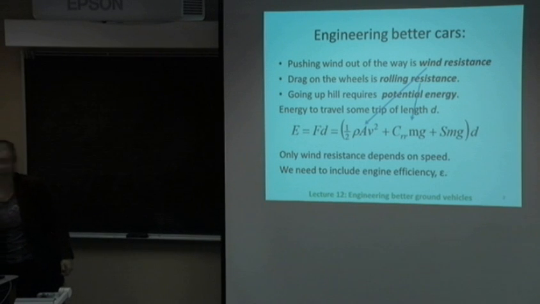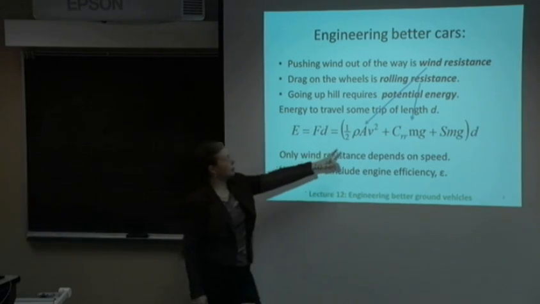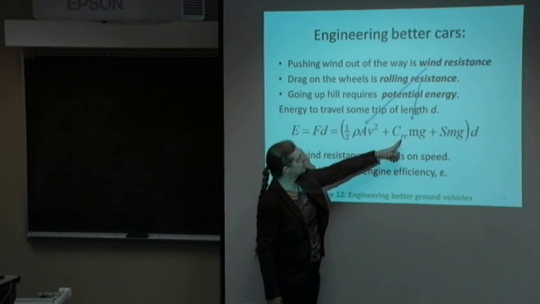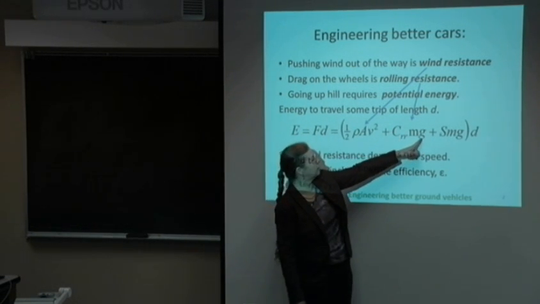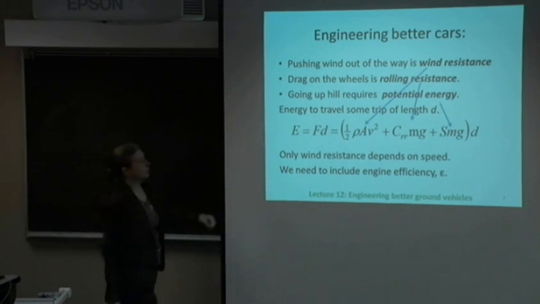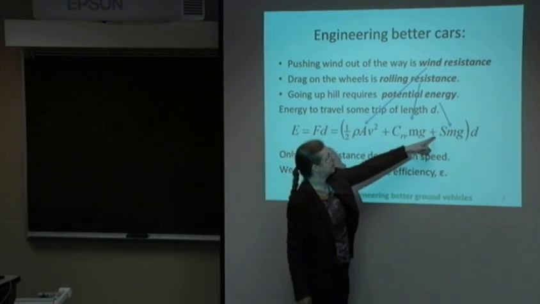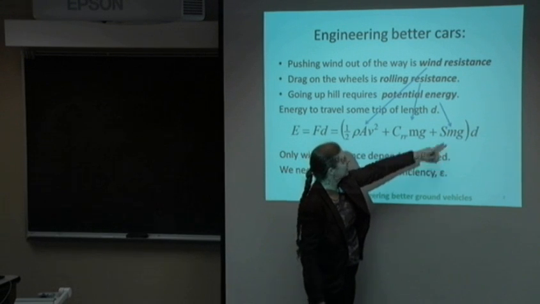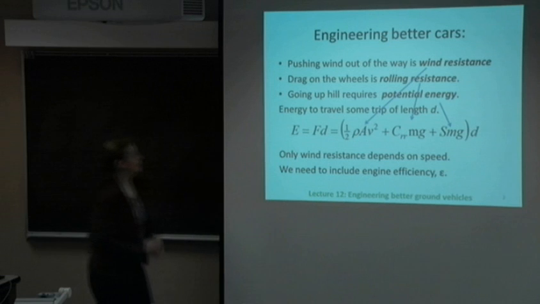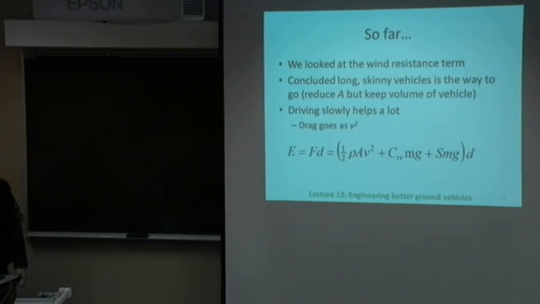The rolling resistance doesn't depend on how fast you're going, but it does depend on the mass of your car. This is a rolling resistance coefficient. This is gravity. We can't change that. And finally, we have the slope. So if you're going uphill, good. If you're going downhill, slope will be negative. You use less energy. Mass, gravity, this is the distance. And we need to include the energy efficiency, E, which isn't on this slide.